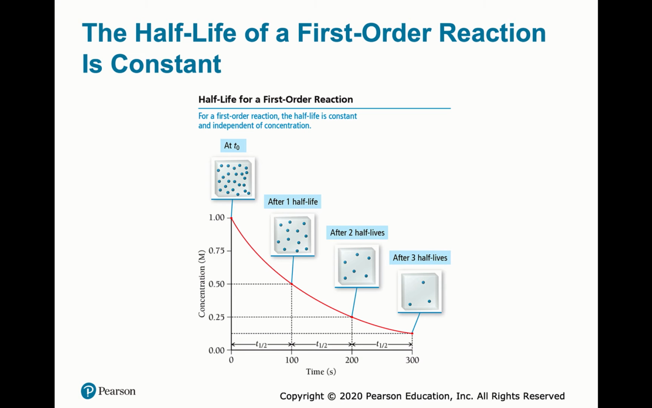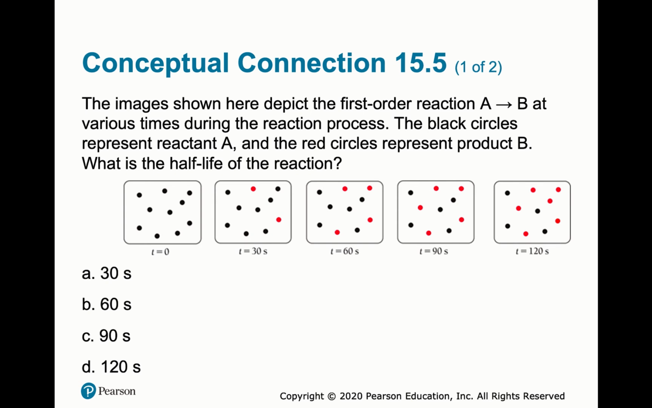So for instance, if you start off with 1 molar and the half-life is 100 seconds, after 100 seconds you have half a molar. After 200 seconds, you have a quarter molar. And then it's an eighth after 300, then 1/16 of a molar, and so on. So that's just plain old 1/2 raised to the power of n.